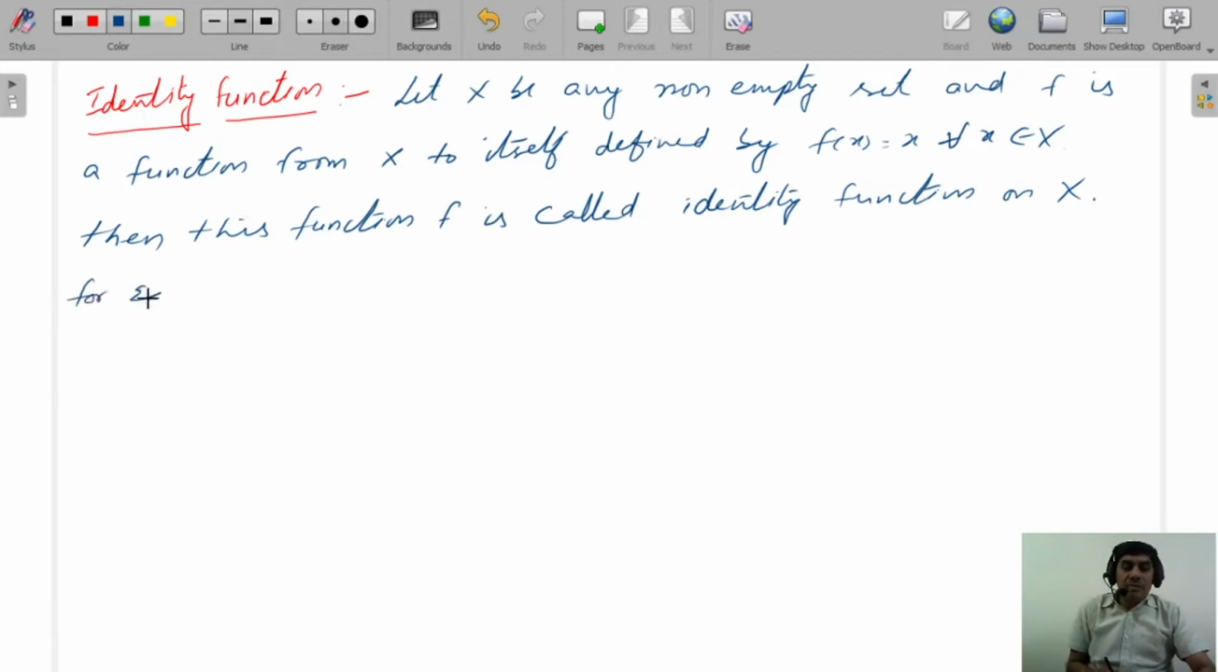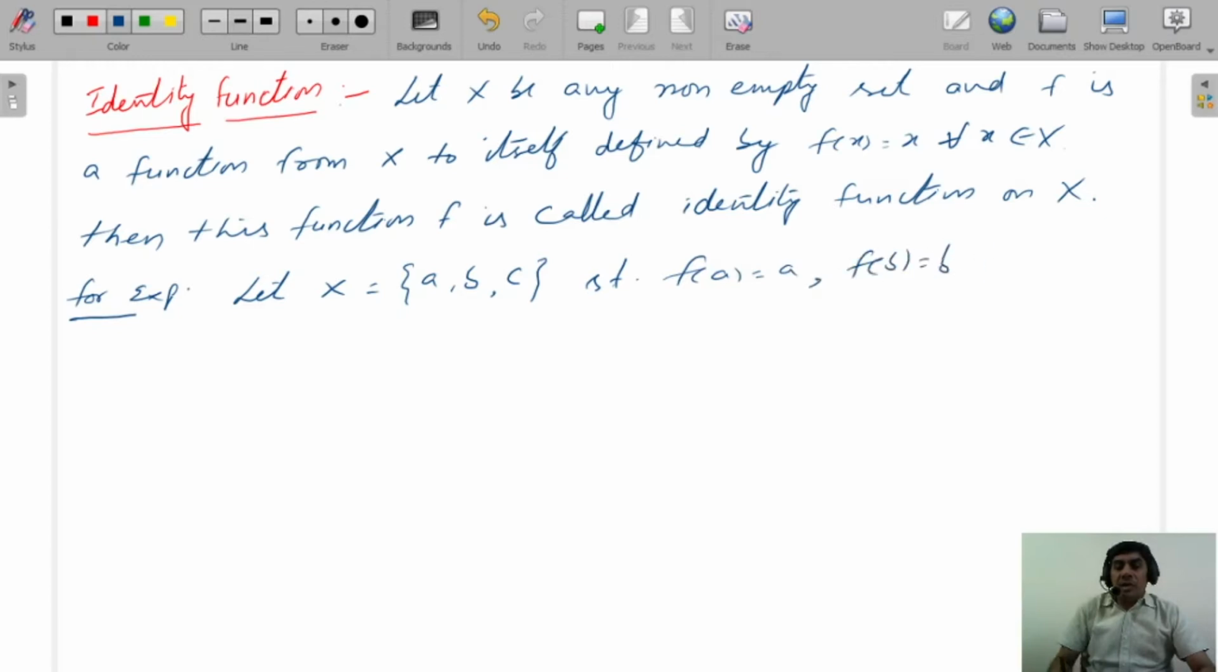For example, let X is equal to {a, b, c} such that f of a is equal to a, f of b is equal to b, and f of c is equal to c. That is, f of x is equal to x for every x belongs to capital X.